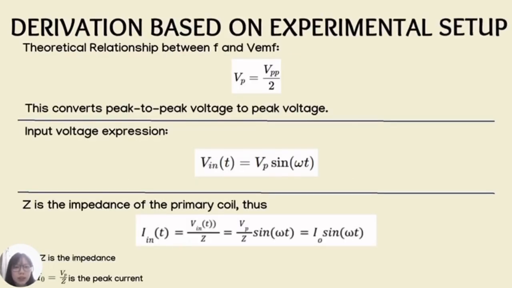Let's now apply this theory to our actual experimental circuit setup. We start by converting the input voltage from peak to peak value to peak value. Hence, the input voltage supplied by the function generator is input voltage equals peak voltage times sine omega t. By using Ohm's law, we calculate the current through the primary coil, where Z is the impedance of the coil, and I0 is the peak current.